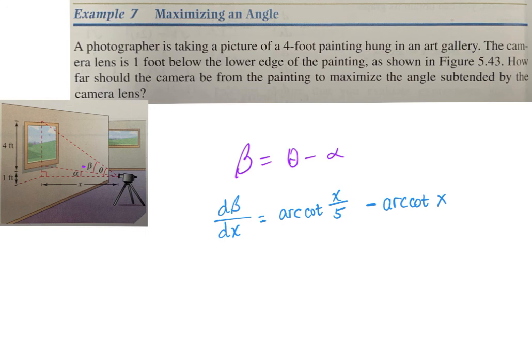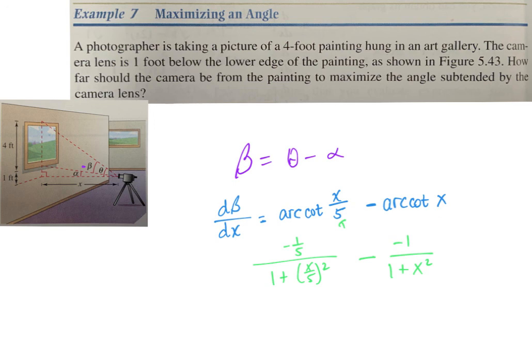And then we're going to do the derivatives here. Go back to your cotangent. It looks just like tangent, but it's negative, right? So we do the negative derivative of that guy over 1 plus the function squared. So the negative derivative of x over 5 is just negative 1/5 over 1 plus x over 5 squared. And we're going to do the same thing here: minus the negative derivative of x, which is just negative 1 over 1 plus x squared.